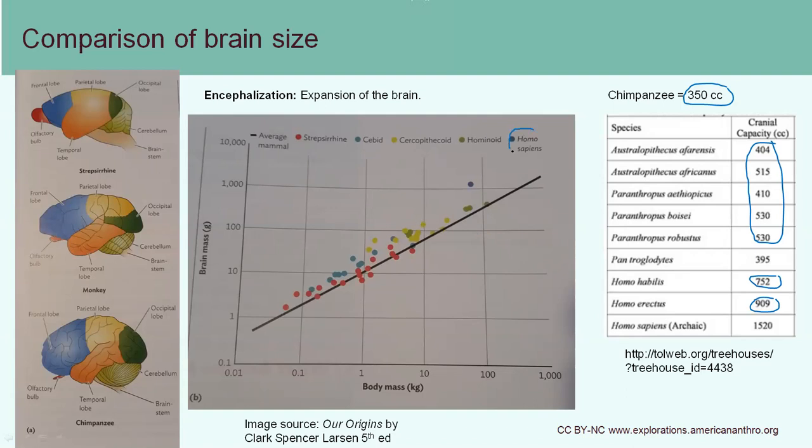And then if you look at Homo sapiens, it is right here. So they're kind of like off the chart. Everyone else sort of falls along this line, but Homo sapiens, there's that huge jump in terms of our brain size compared to our body mass.